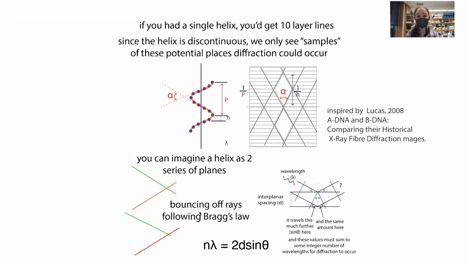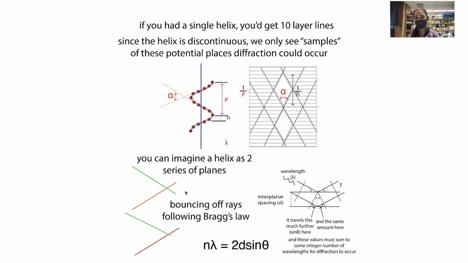Then what we can see is that we can think of this in crystallography terms, when we're thinking about Bragg's law, with the waves bouncing off, or we can think of it in terms of two series of slits. So you have a series of slits this way, and then you have a series of slits this way. This is for a single helix.